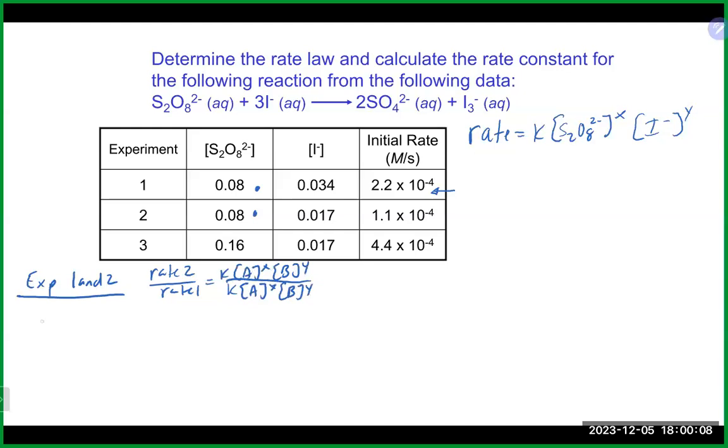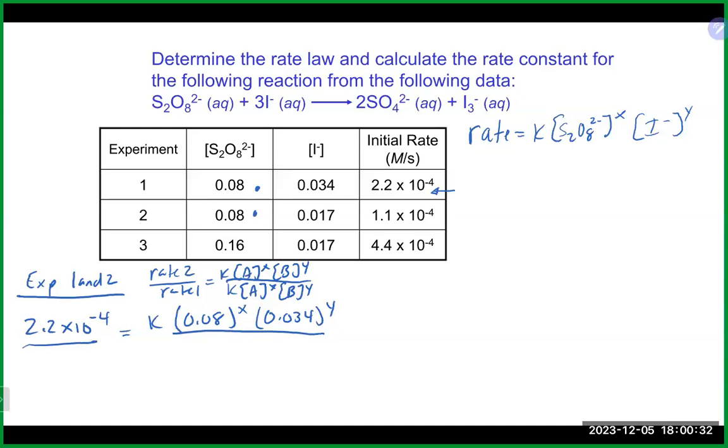So if I do that, starting up on top here, I got 2.2 times 10 to the minus 4, and that's going to equal my k. My concentration, my first reactant here, is 0.08 to the x. My second one there, 0.034 to the y. And again, that is pretty much all experiment 1's information up on top.